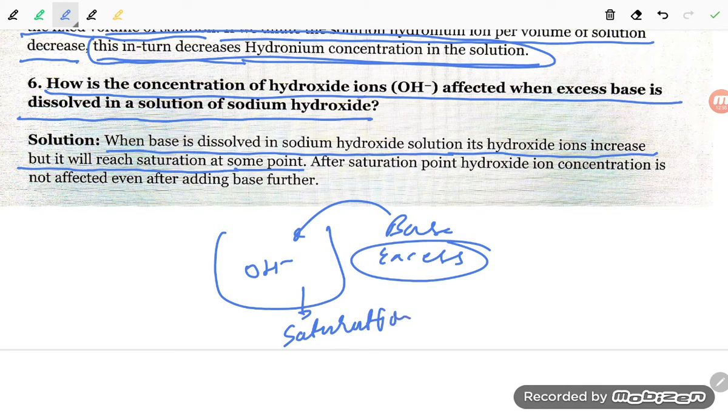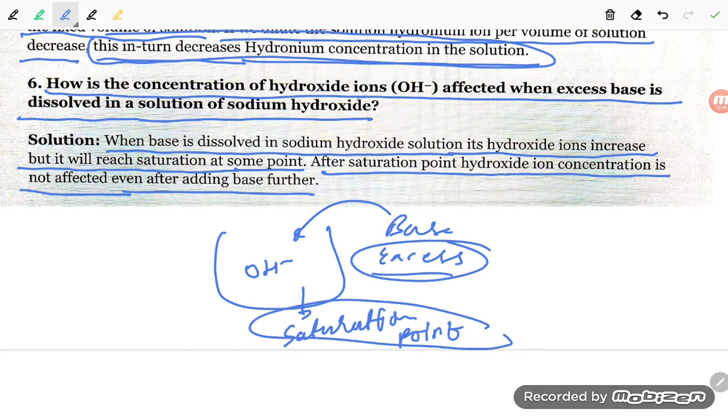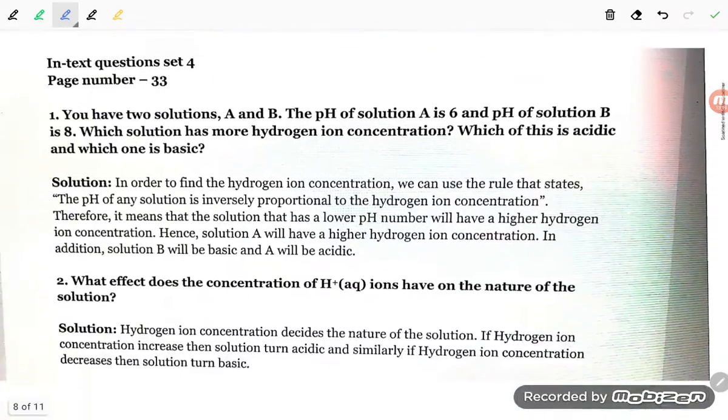Okay, saturation point. So what will happen, student, if it is reaching saturation? After the saturation point, hydroxide ion concentration is not affected even after adding base further. So when you are adding the excess, once the saturation point is achieved, if you again add excess base, nothing will happen. After the saturation point, hydroxide ion concentration is not affected even after adding further base. So this we have to keep in mind.